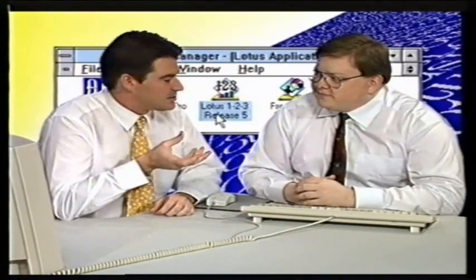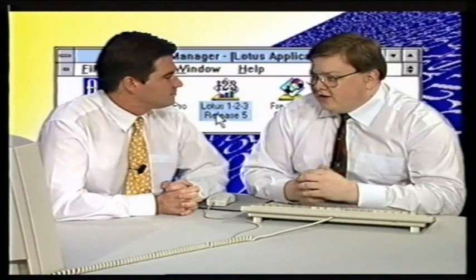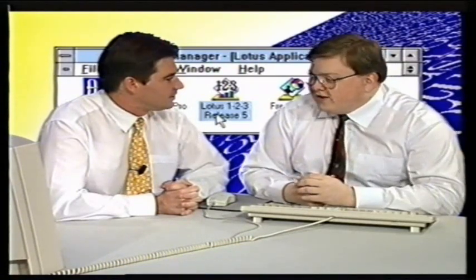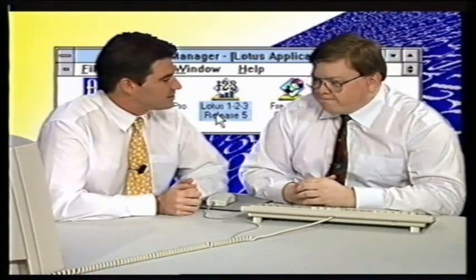123 is one of those products that is pretty much synonymous with the PC industry, isn't it? Yeah, it's one of those products that was the first one available really for the IBM PC, and our huge success has gone on from then really. Yeah. And it's had its 10th anniversary recently, and it's been a very successful product for us. So we're looking at release 5 today. Yeah. Is it very different?